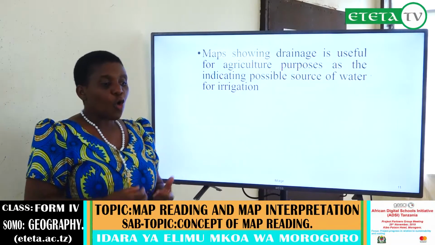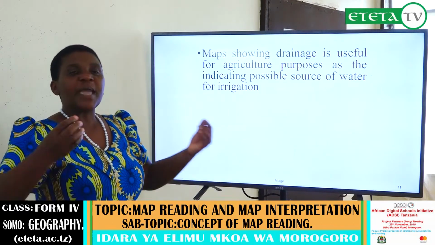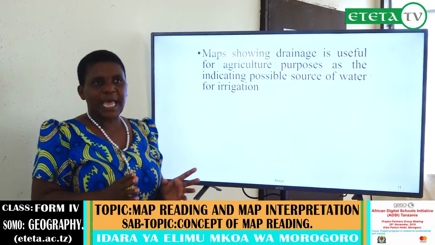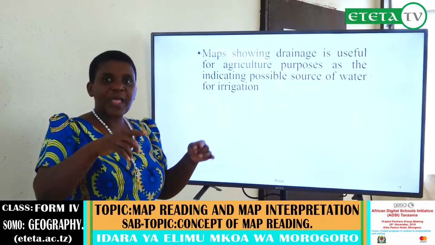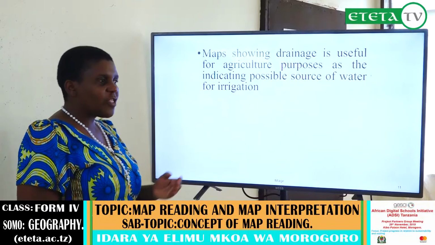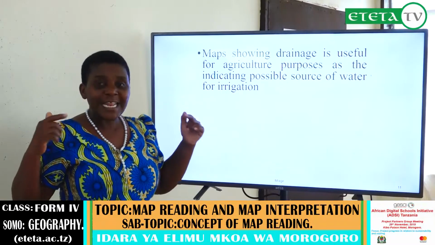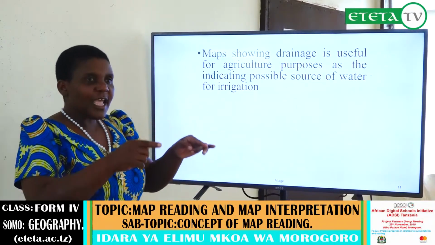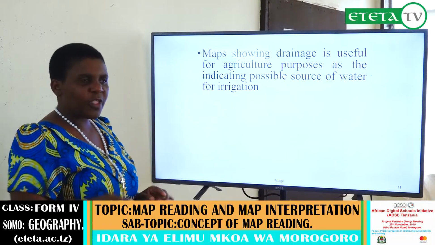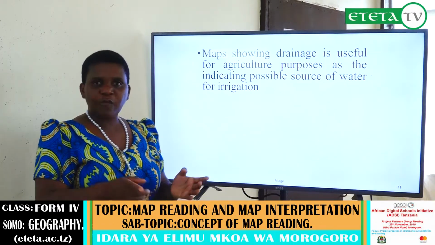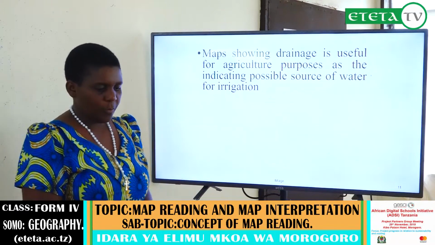Then, the map showing drainage is useful for agricultural activities. Why? Because they may indicate possible sources of water, because that map shows the various drainage systems available in that area. Perhaps there is a lake, perhaps there is an ocean or rivers flowing over that area. Therefore, those who are dealing with agriculture will know that this area is suitable for agriculture, because even though there is no rain, I can irrigate my crops because there is maybe a river flowing over the area, or maybe there is a lake in that area, so I can use that water to irrigate my crops.